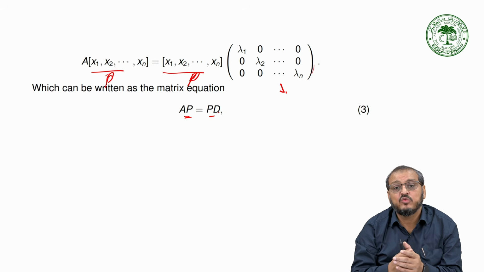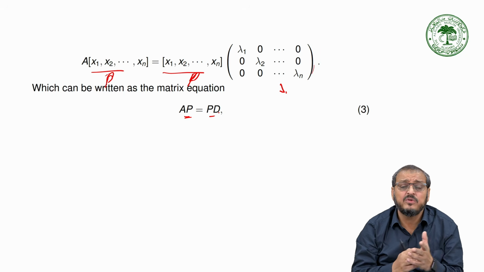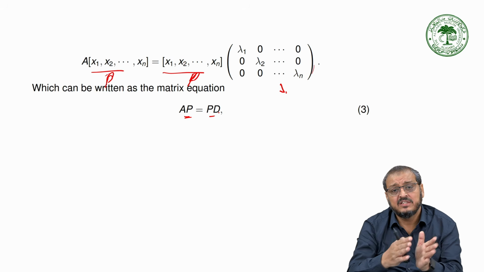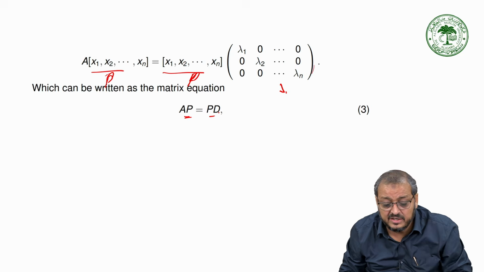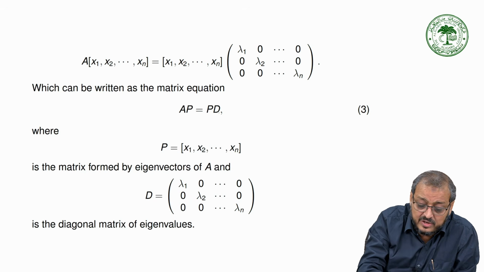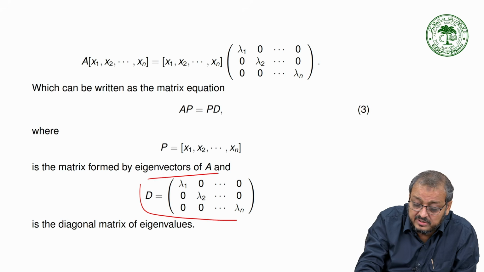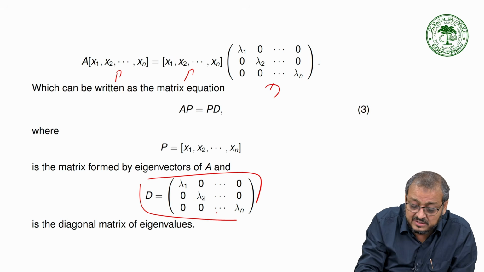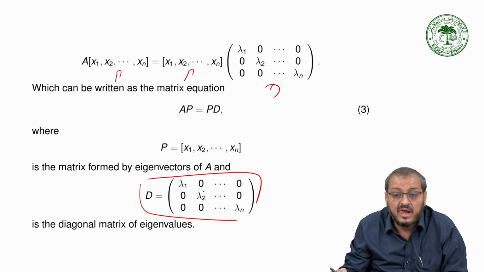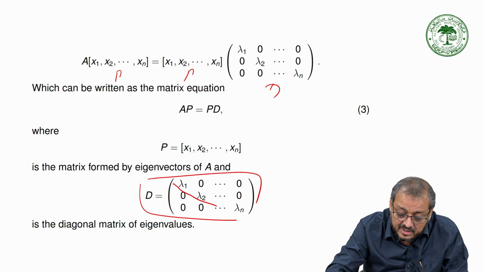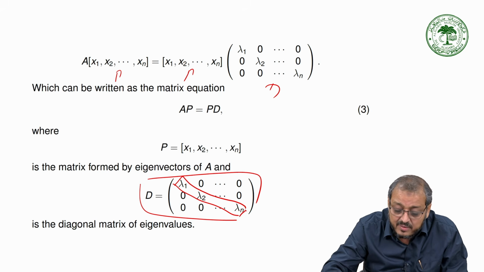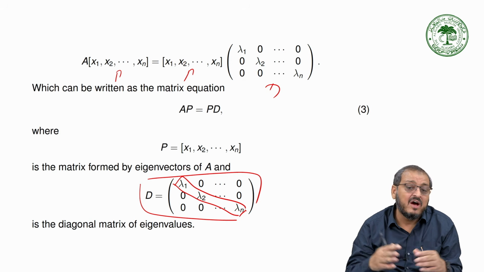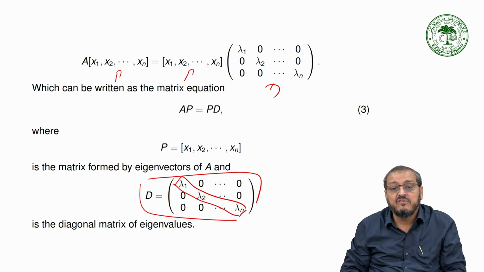This means if x1, x2, ..., xn are the eigenvectors corresponding to the distinct eigenvalues lambda 1, lambda 2, ..., lambda n, then these vectors are linearly independent. So P is of this form and D is denoted in this form, a diagonal matrix. You know that for any triangular matrix, either upper triangular, lower triangular, or a diagonal matrix, the diagonal elements are always the eigenvalues of such a matrix D.